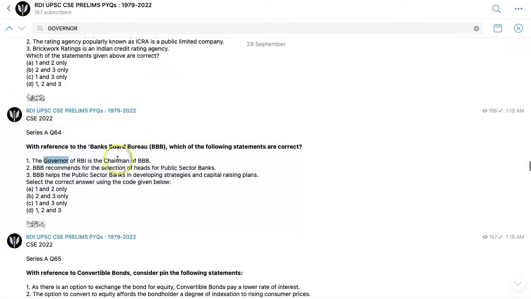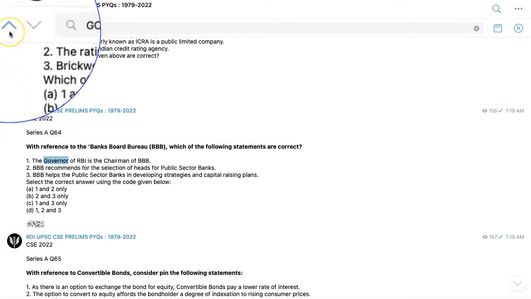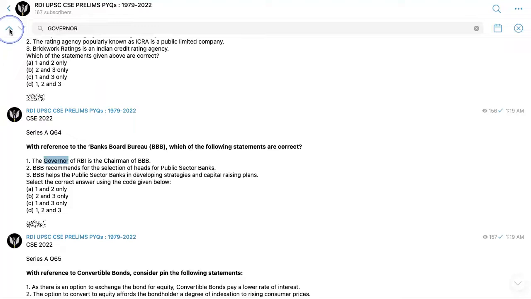The first question is actually about Banks Board Bureau. So this is an RBI banking sector related economic question. Let's go to the next question. The way to go to the next question is this. In the top left corner, you'll see these blue arrows up and down, right? As you click these arrows, you can toggle through the questions.